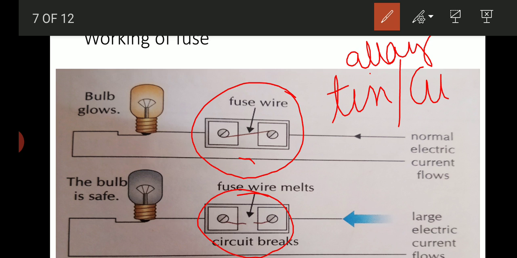When a fuse wire gets melted, a new fuse wire has to be fitted in its place to restore the electrical supply again in the household circuit.